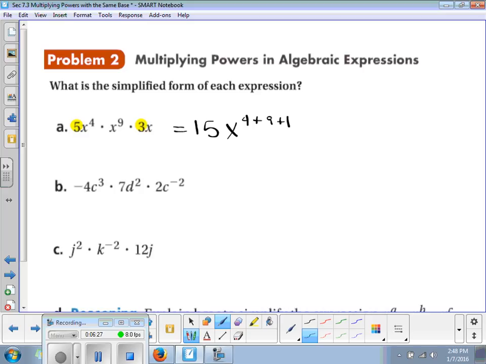So, simplifying that, we end up with 15x to the 14. Very good. All right, for letter B, again, we're going to multiply the coefficients first. So, we've got negative 4 times 7 times 2. So, what's negative 4 times 7 times 2? Good. So, negative 56.